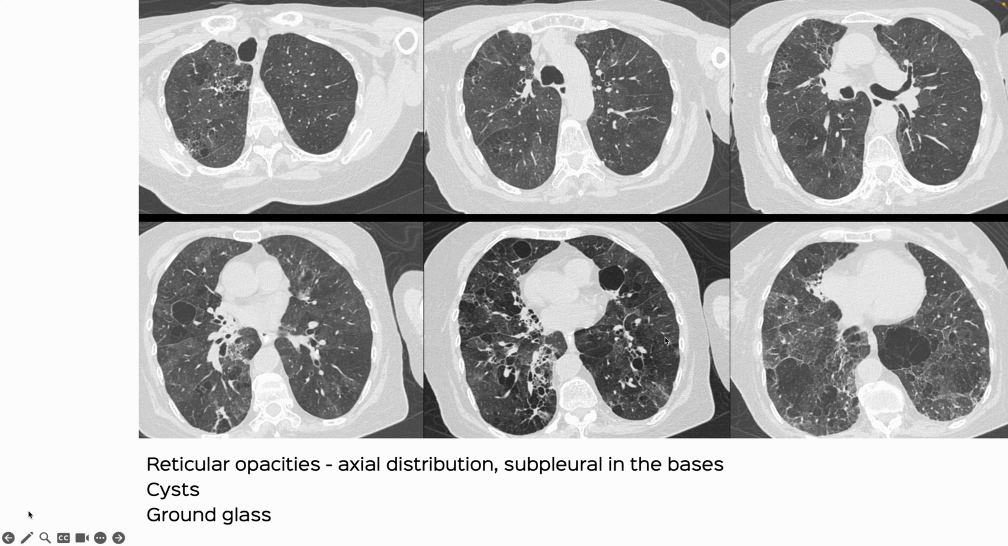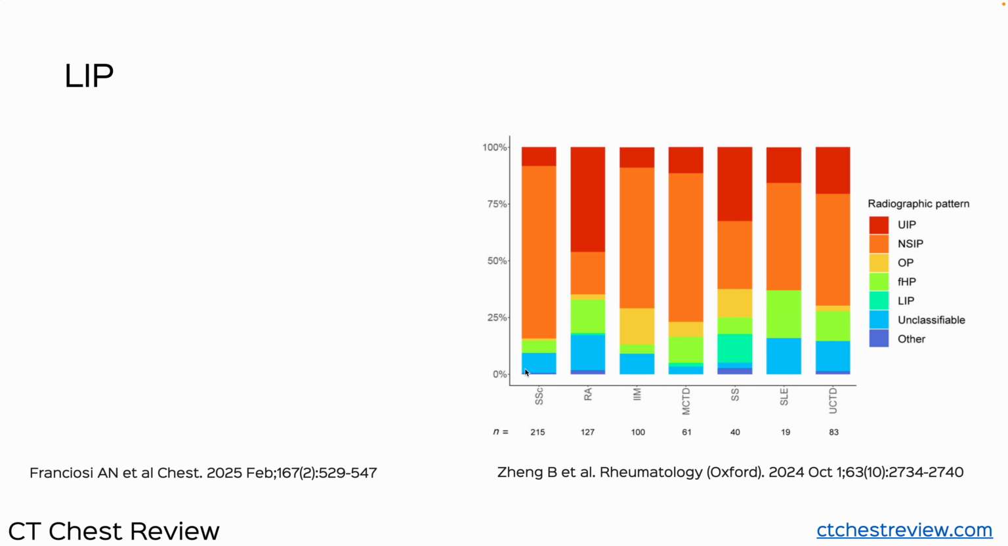So if you look at our index case, we have reticular opacities. They show a peribronchovascular or axial distribution. We have ground glass. We have traction bronchiectasis. And then the hallmark or the most prominent finding here, the presence of these multiple thin-walled cysts, many of which are perivascular. So this is therefore lymphoid interstitial pneumonia, or LIP for short.